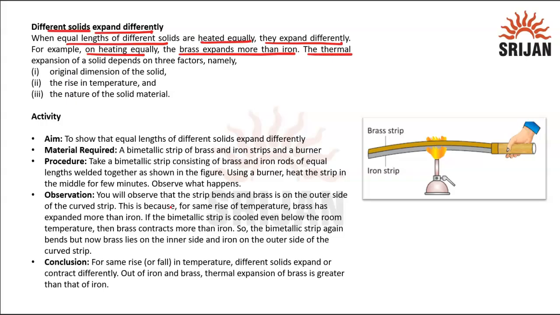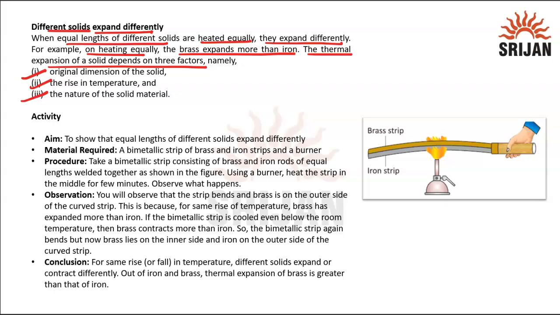So the thermal expansion of a solid depends on three important factors: the original dimension of the solid, like what the actual dimension is and how the molecules are arranged in that dimension; the rise in temperature, meaning what temperatures you are utilizing; and the nature of the solid material. The dimension is about the size, and the nature is again the arrangement of molecules within it.